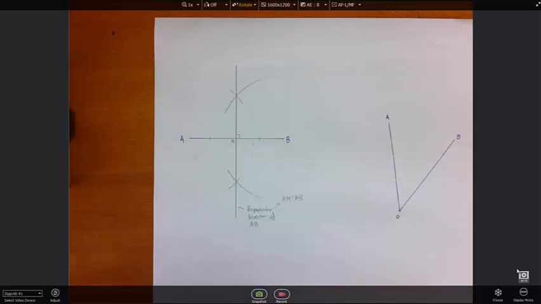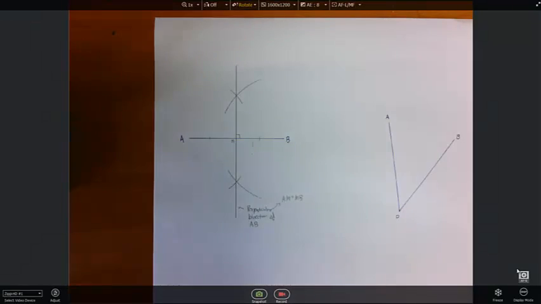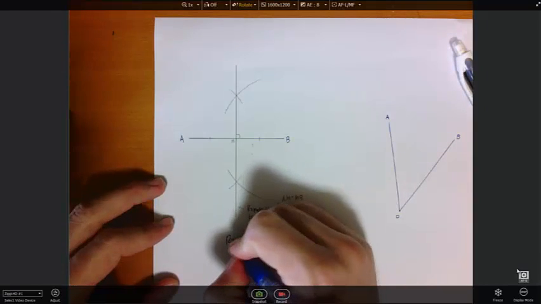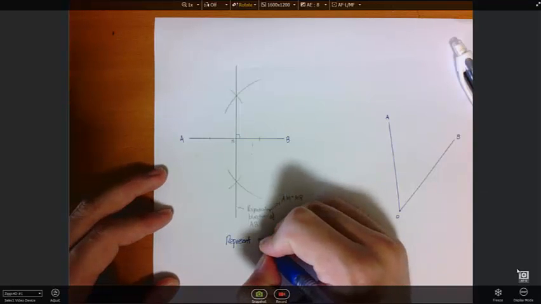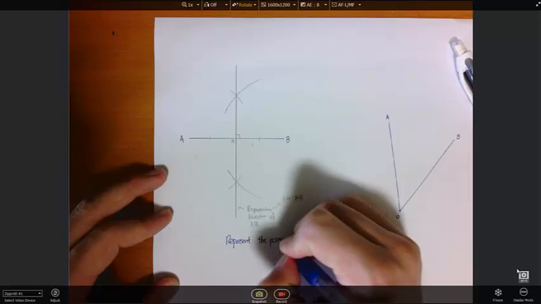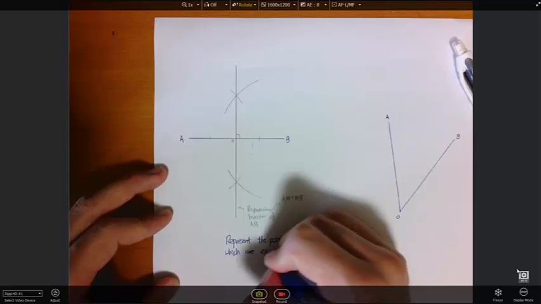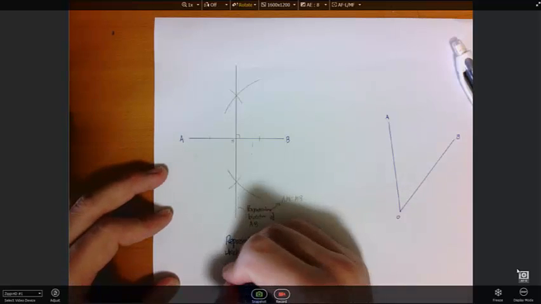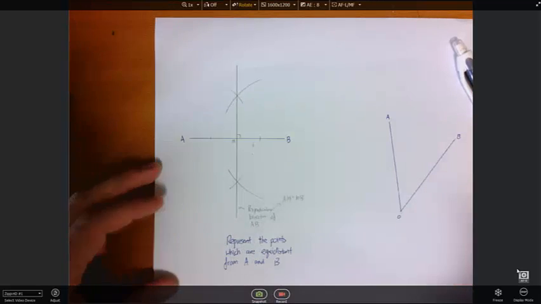Next thing also is this. What is so special about this perpendicular bisector? The perpendicular bisector will represent the series of points which are equidistant from A and B. What do I mean?